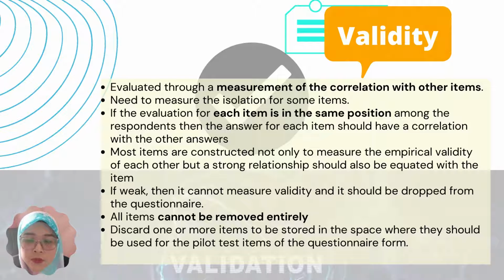If an item is weak, then it cannot measure validity and it should be dropped from the questionnaire. However, all items cannot be removed entirely. It should be determined in advance what fits the background. For example, the question for the item can explain a different dimension of validity, not empirical but has a conceptual significance, where it lacks an interesting relationship and makes a final observation.